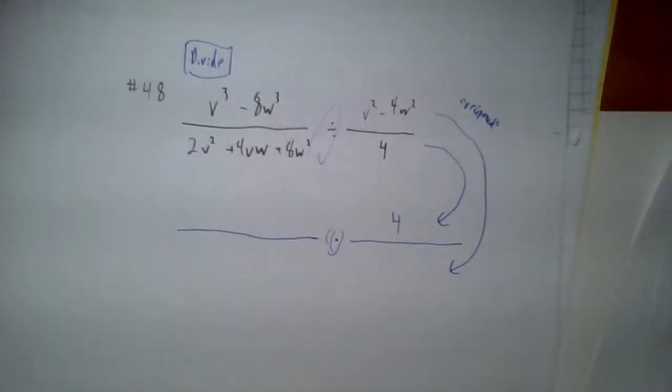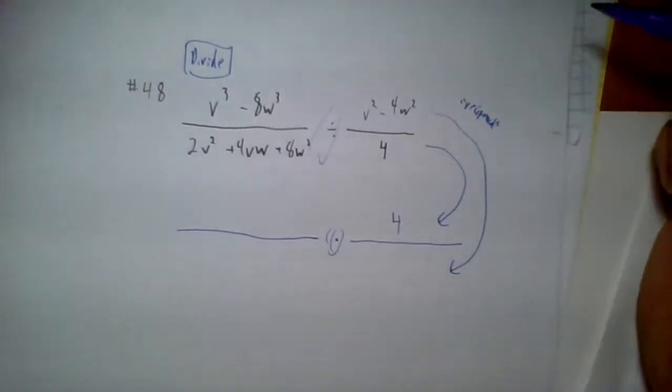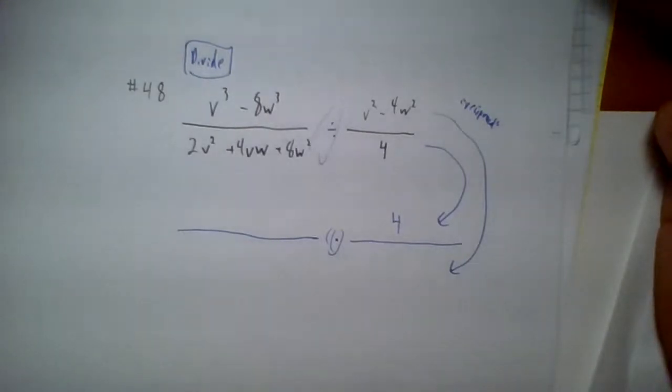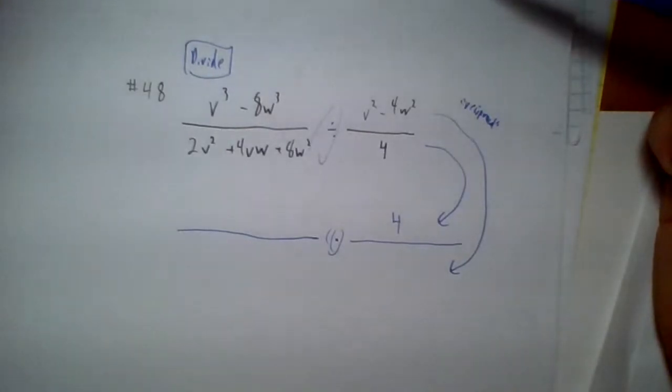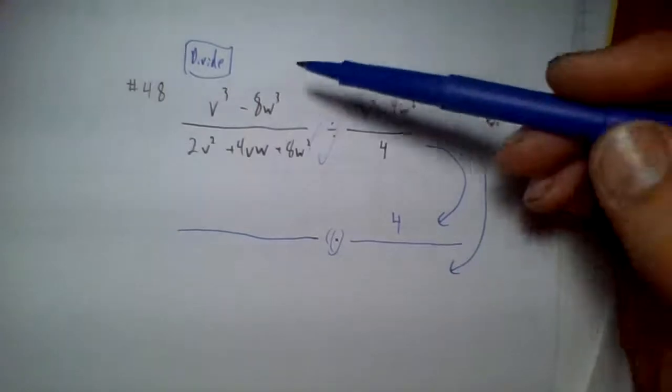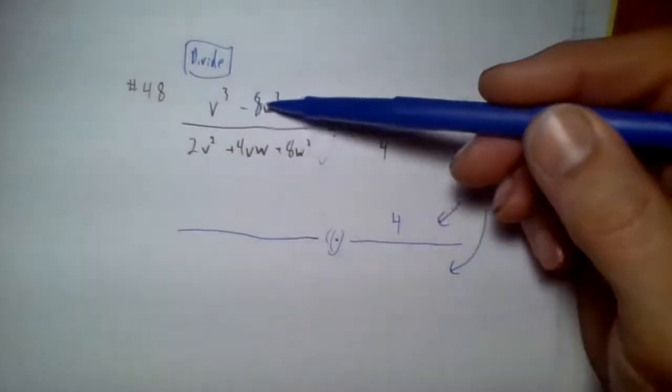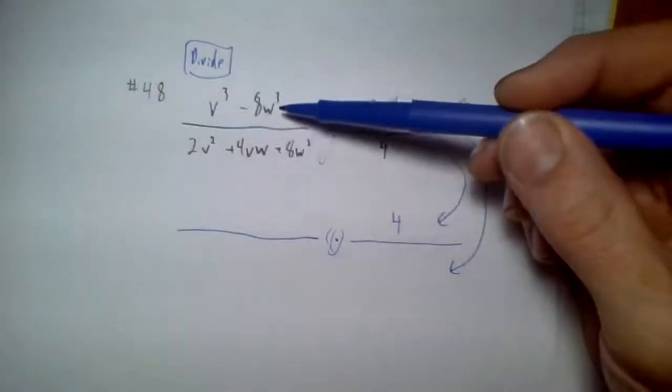So now you can go through all the factoring and then rewrite it as multiplied by the reciprocal. But I like to combine those steps since I have to rewrite everything anyway. I will take care of that here. Now, as far as factoring goes, first thing to look for is a common factor. There's no common factor between v cubed and 8w cubed.